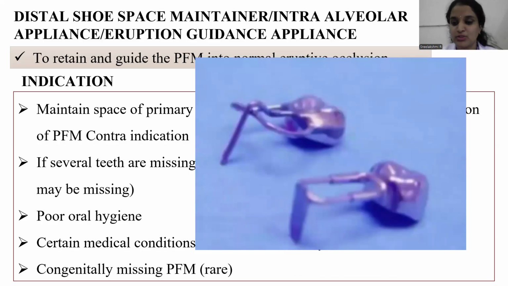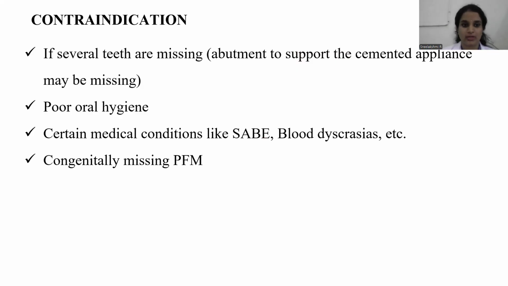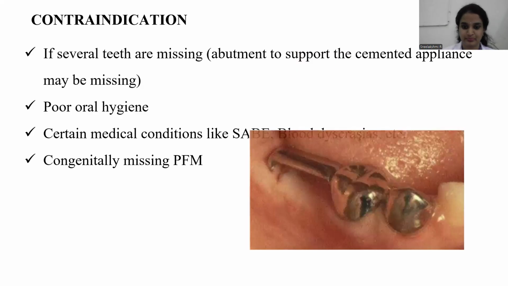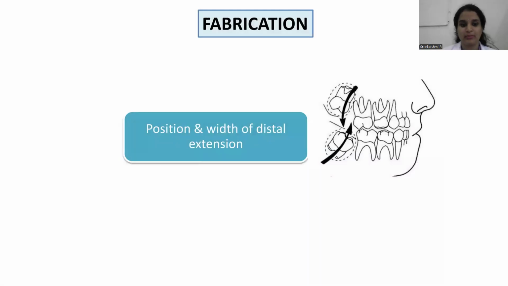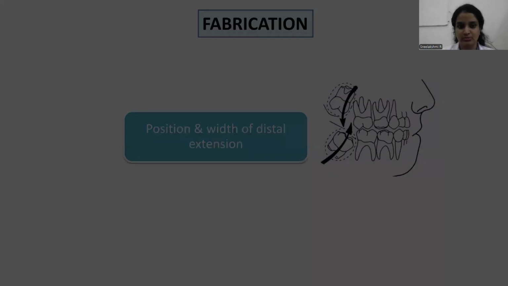So this is a pictorial depiction of the permanent distal shoe space maintainer. Next are the contraindications, as I told. Fabrication: the position and width of the distal extension mainly depends upon the angulation of the sixes. The eruption of the sixes is the main ideal requisite in fabricating the distal extension, a bar or loop type. In such cases, it is very important to know the eruption pattern of the permanent first molar.